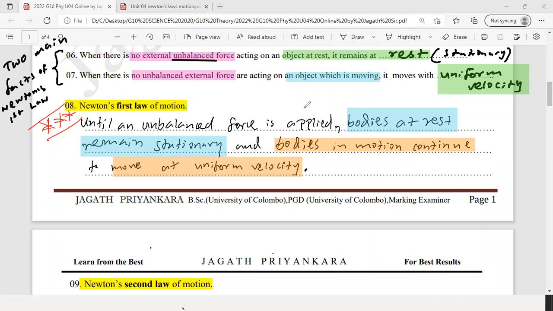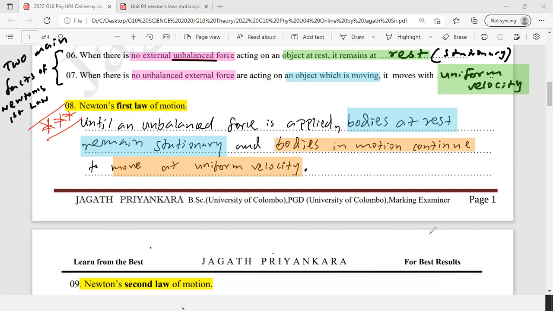Then Newton's second law. So that's about Newton's first law, right? There are no calculations. They will not ask any calculations from Newton's first law, but in Newton's second law you are getting calculations and the equation also, right? Newton's first law is qualitative, but sometimes they can ask a small practical question related to our day-to-day life.